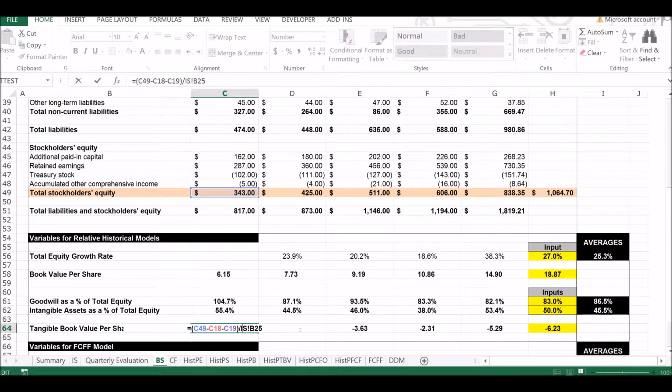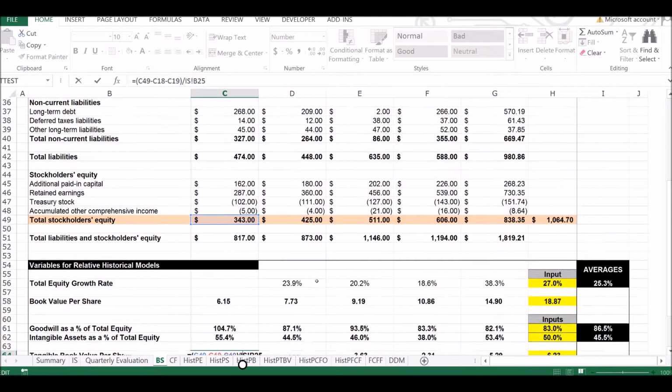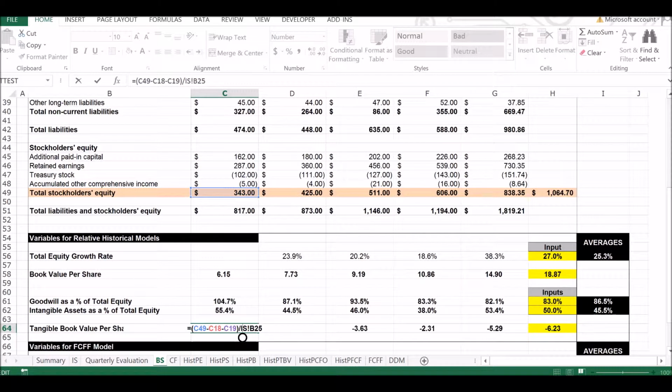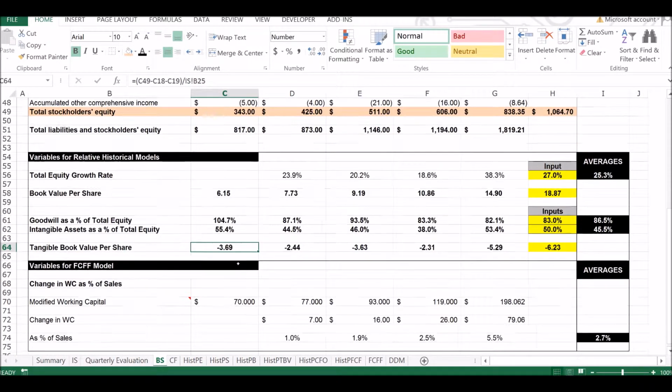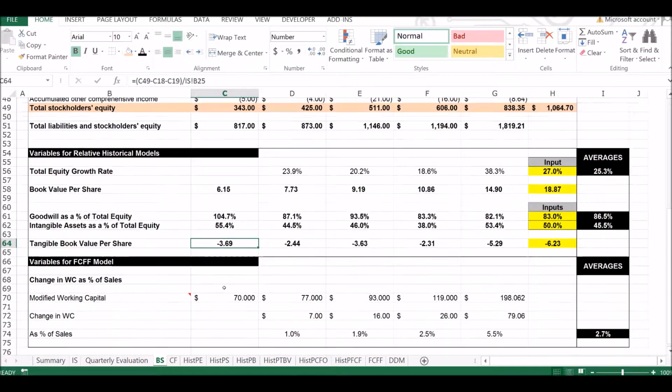So the tangible book value is simply the total equity, subtract the goodwill, subtract the intangible assets, divided by the diluted shares outstanding. And the reason that we do these two things will be covered in the historical price to book and price to tangible book models, but they're important for you to understand here in terms of the mathematical calculation that goes into it.